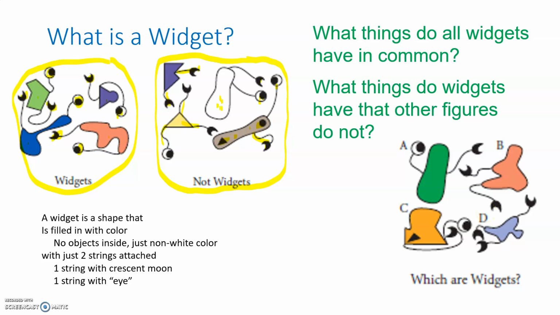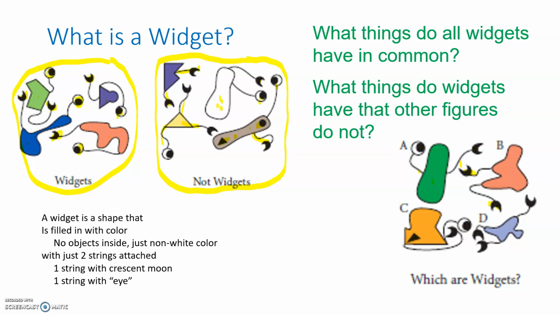So then they say, which of these are widgets? Color on the inside, two strings, and a crescent moon and an eye. This one doesn't have the crescent moon and the eye, it just has two crescent moons. This one has a figure on the inside, that's no good. This one has three strings attached, so we can just ignore that one. So the only one that works, that is a widget, is A.